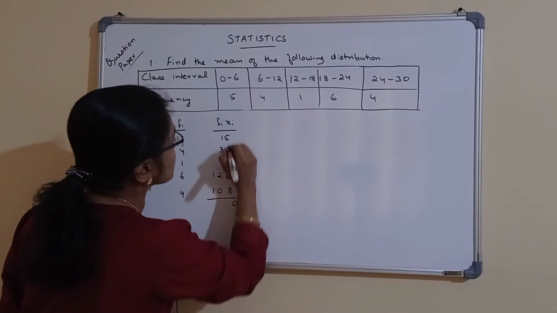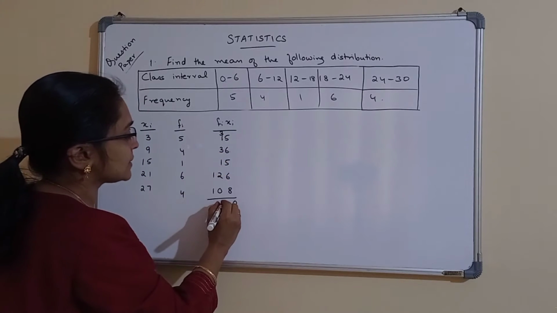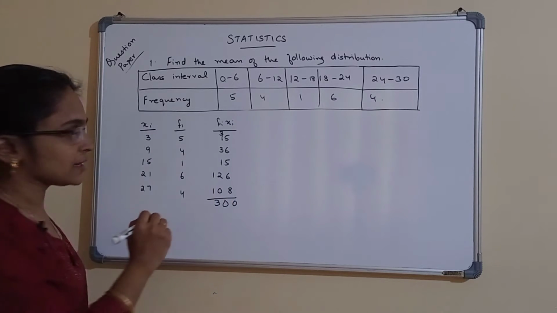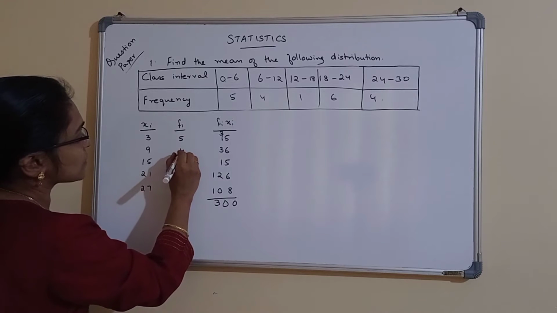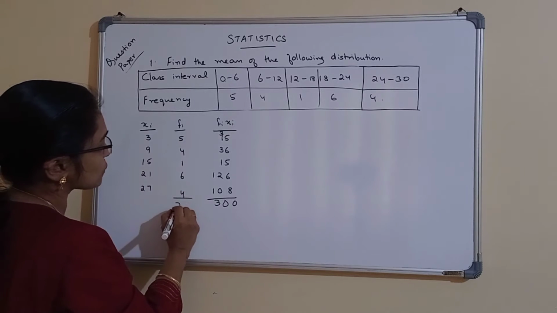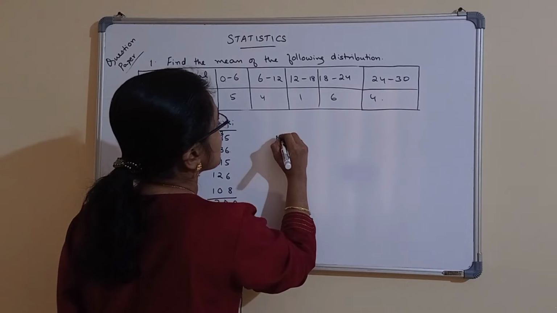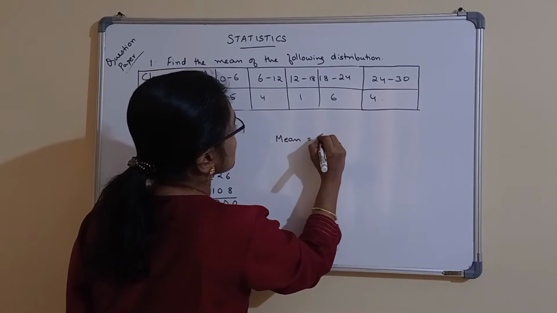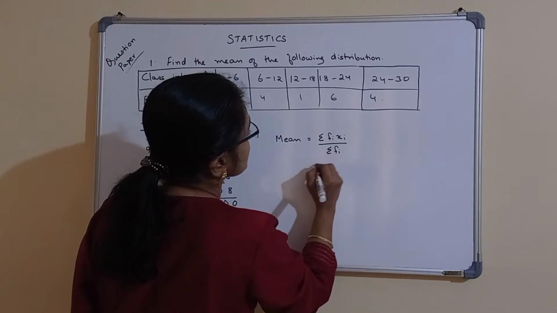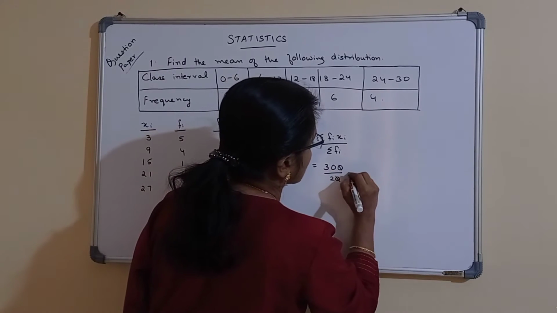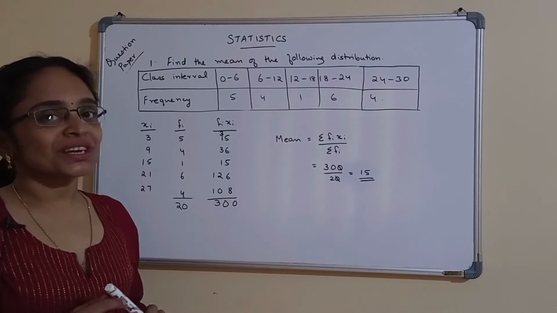22 plus 8 is 30. Then 3 plus 3, 6, 7, 8, 9, 10. So we will get this as 300 and sigma Fi is 10 plus 1, 11, 11 plus 5, 15, 15 plus 5, 20. So sigma Fi is 20. Now mean is equal to sigma Fi xi by sigma Fi, which is equal to 300 by 20 and that is equal to 15. So mean of the following distribution is 15.